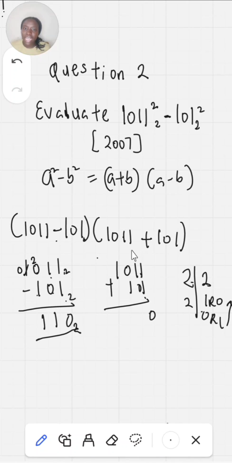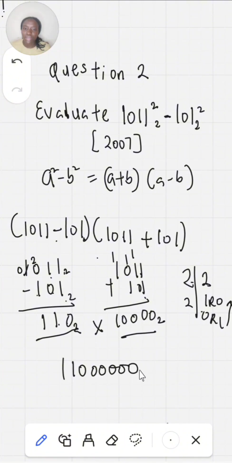You write 0 here and carry 1. Same thing, 2, you write 0 and carry 1. 2 again, you write 0 and carry 1. And then you have 10 base 2. Now you're supposed to multiply the both of them. It's just like saying 110 multiplied by 10000, and that's just 110 plus 5 zeros in base 2, and that will be your answer.